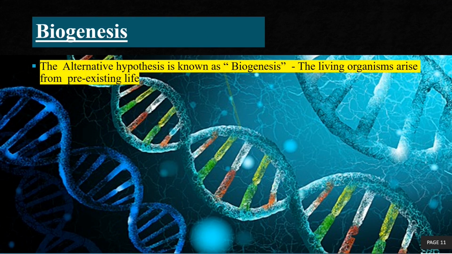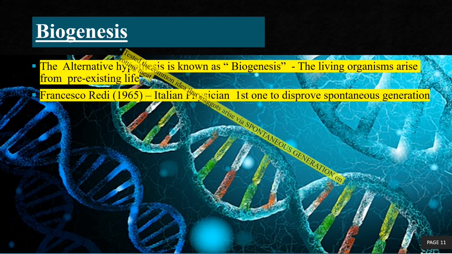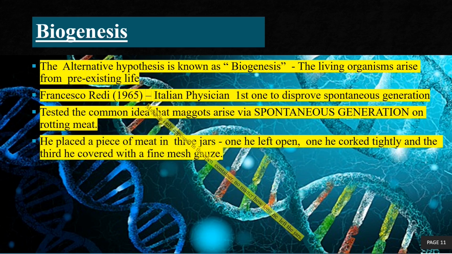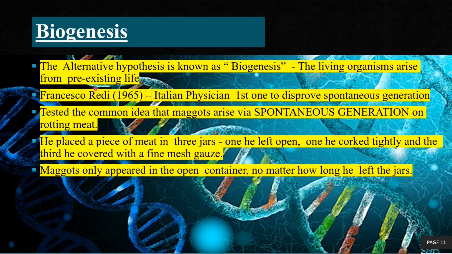At the same time, there was an alternative hypothesis going on, known as the theory of biogenesis. According to this theory, living organisms arise from pre-existing life. So this is the exact opposite of what spontaneous generation tells us. Spontaneous generation said that living organisms arise from non-living matter due to some vital force. But this theory states biogenesis, where genesis means originating and bio means life. So originating from life. So living organisms arise from pre-existing life.